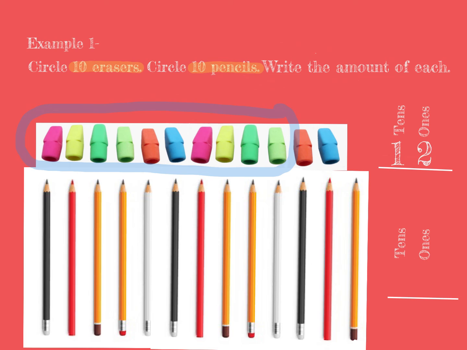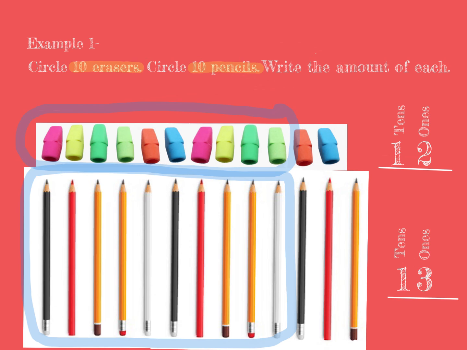Now we will do the same with the pencils. So we'll start with counting out 10 pencils. 1, 2, 3, 4, 5, 6, 7, 8, 9, 10. So we put a 1 in the tens place. Now we count out the rest. 1, 2, 3. So we put a 3 in the ones place. Therefore, we have 13 pencils.